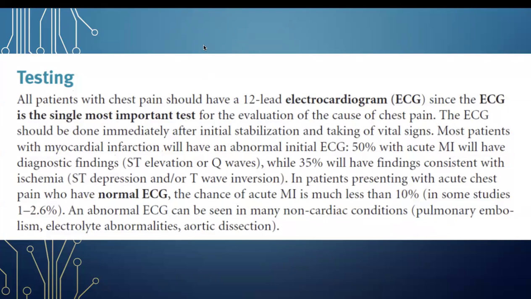Definitely an ECG. ECG is always the first line investigation for someone having an acute onset of chest pain. Many times it cannot give us any information, but many times it can, especially if it is an ST elevated MI. Most patients with myocardial infarction will have an abnormal initial ECG, so they will have ST elevation or pathological Q waves. But a patient who has stable or unstable angina, especially stable angina, will have a normal ECG.